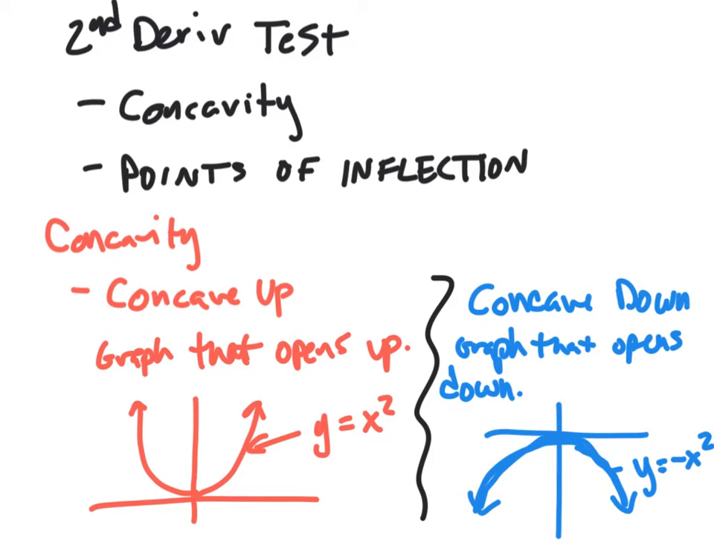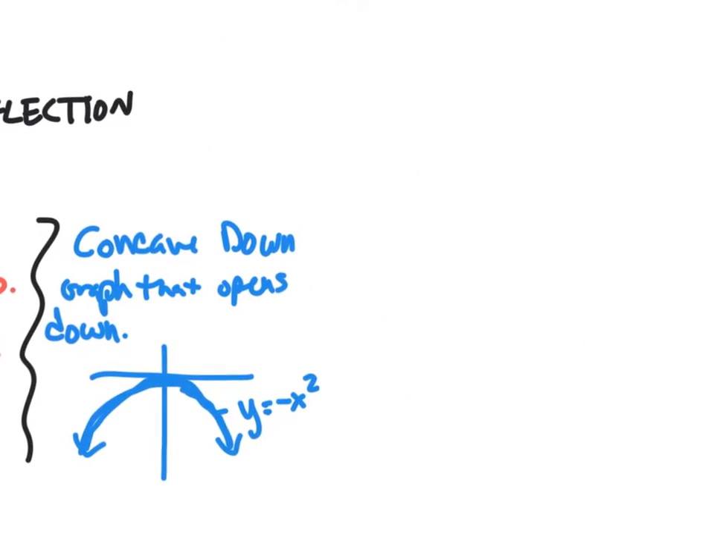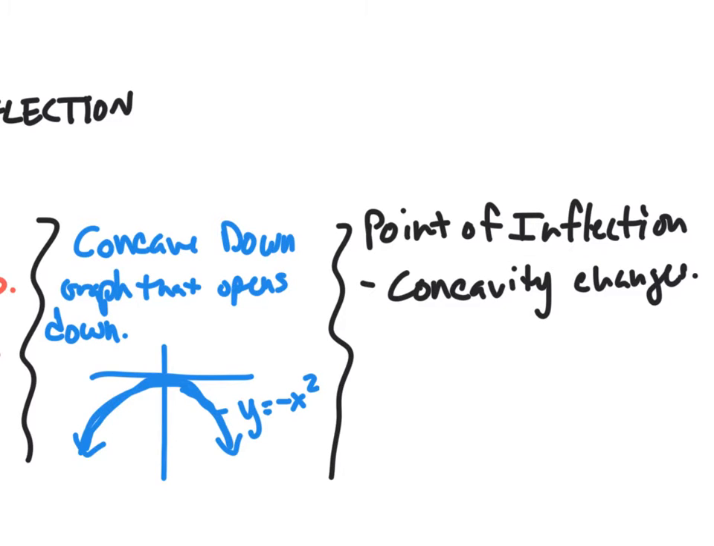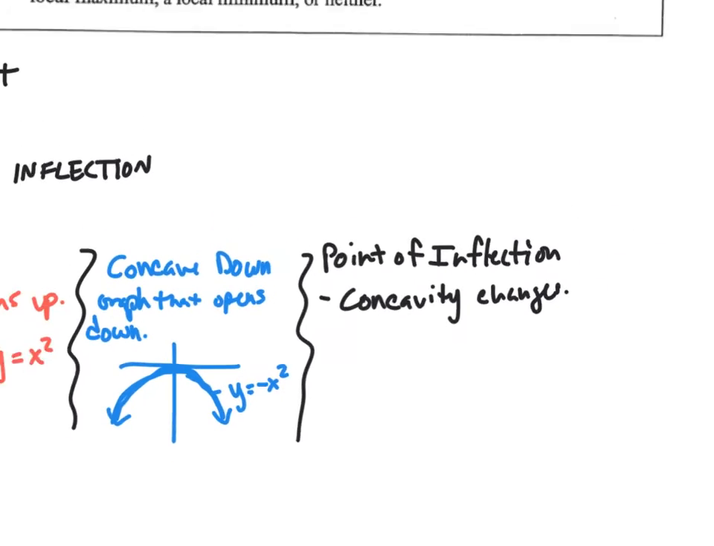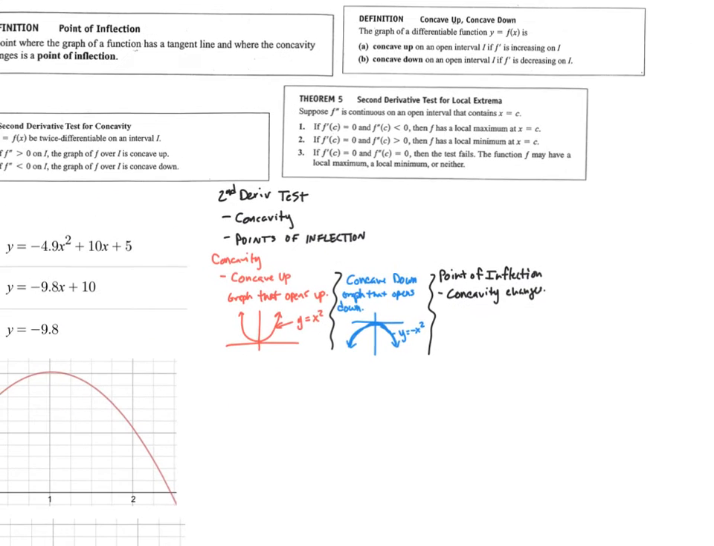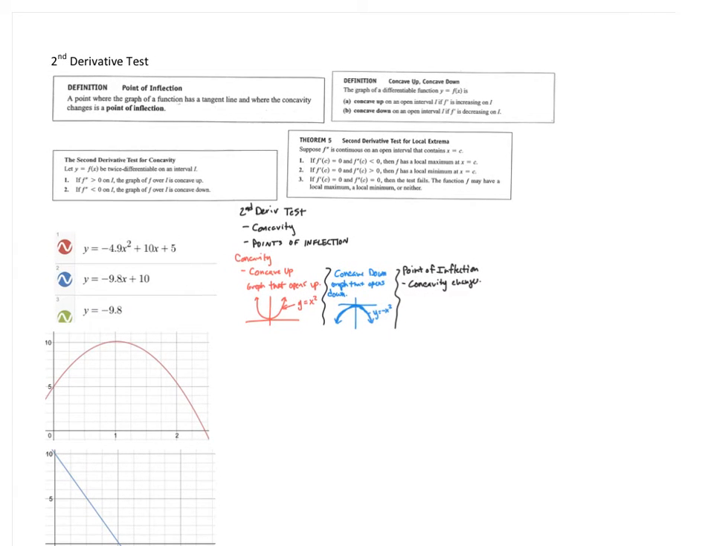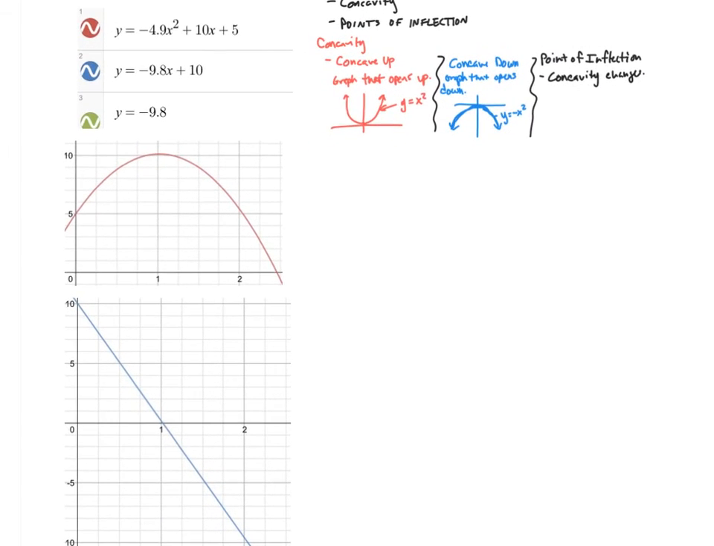Let's quickly talk about a point of inflection. A point of inflection is when concavity changes. The one thing I do want to talk about here is how we are able to know when something is concave up and when it is concave down.